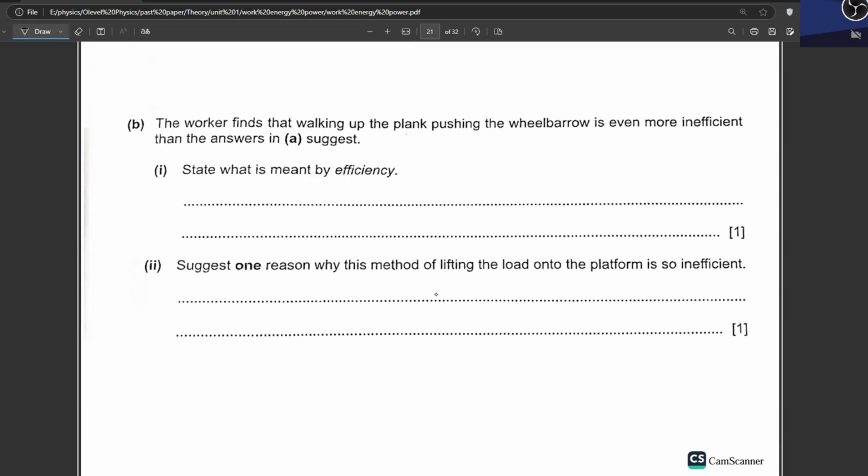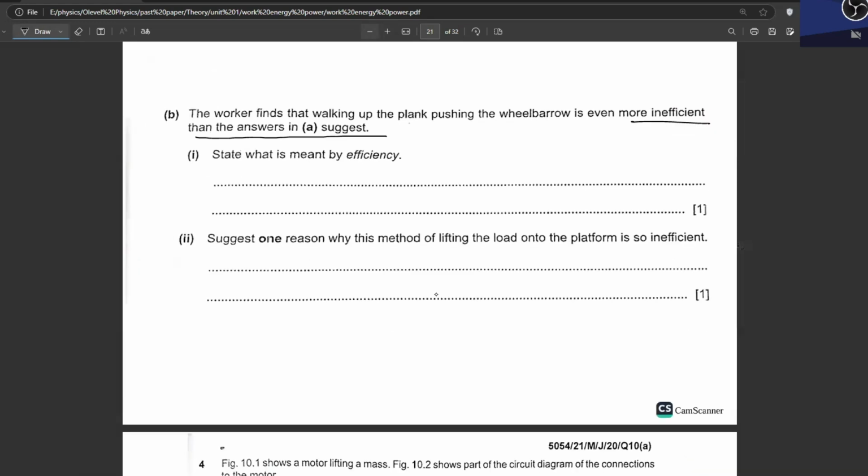The worker finds that walking up the plank, pushing the wheelbarrow, is even more inefficient than the answers in A. Suggest what is meant by efficiency. Very, very easy question. Useful energy output divided by what? Total energy input. Simple as that.